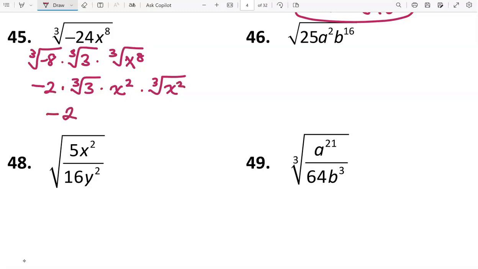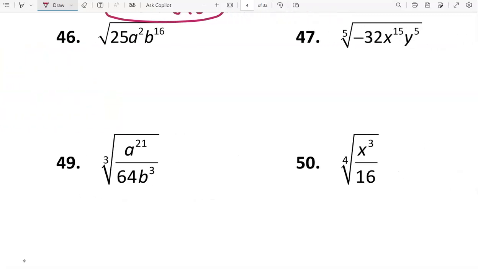Let's move all of our non-radical factors to the left and then combine the rest of them so they're in a single radical. So we have negative 2x squared times the third root of 3x squared.